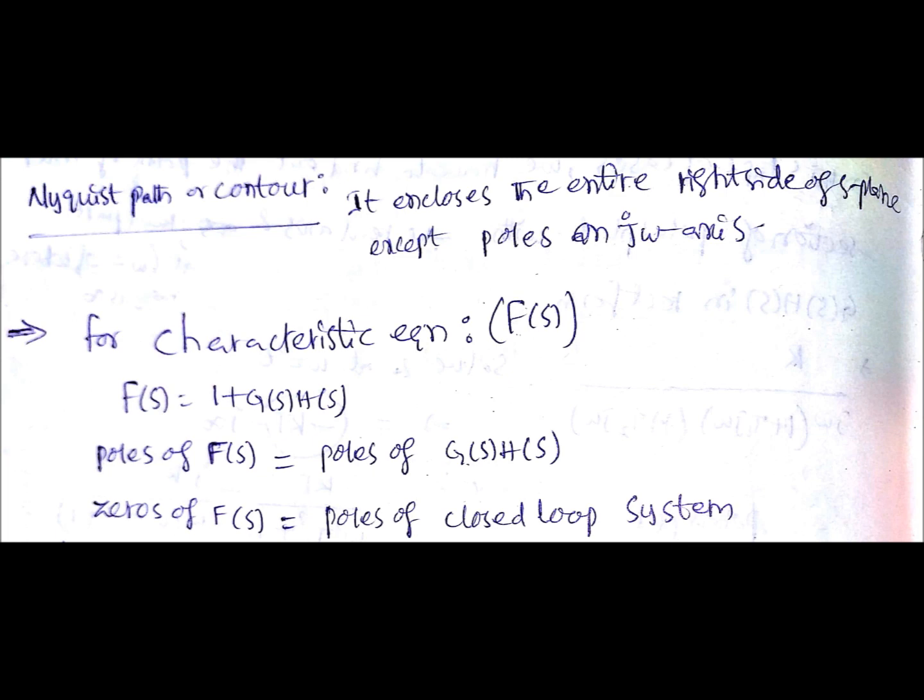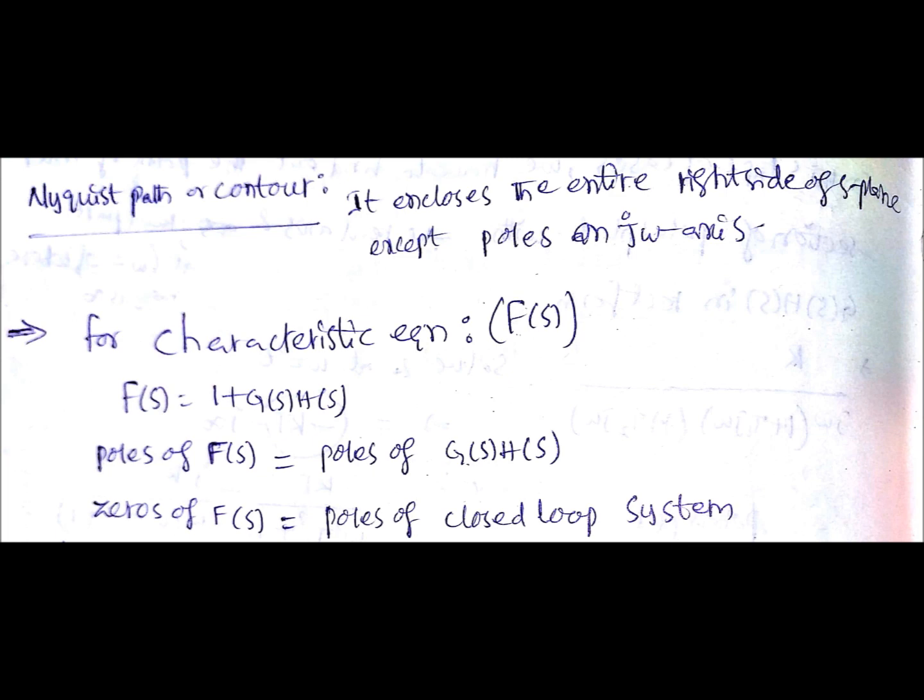If you expand 1 plus G(s)H(s), the poles, that means the denominator roots, are the same for both F(s), that is 1 plus G(s)H(s), and G(s)H(s). What is the difference between 1 plus G(s)H(s) and G(s)H(s)? Just a constant term 1. So it will not affect the poles; both have the same poles.